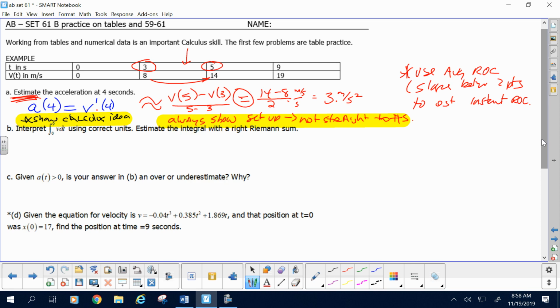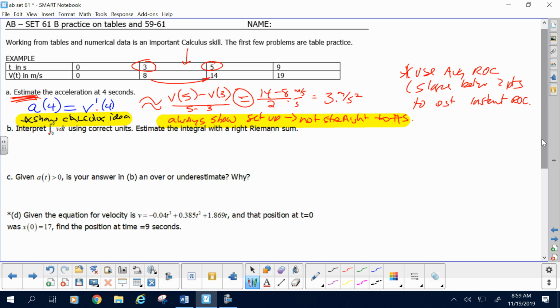In this case, we're going to estimate the integral, but first, they're asking you to tell me, what does this mean? So conceptual, then numerical. What does it mean when you, yeah, it's the displacement. What if the velocity is always positive on the integral?